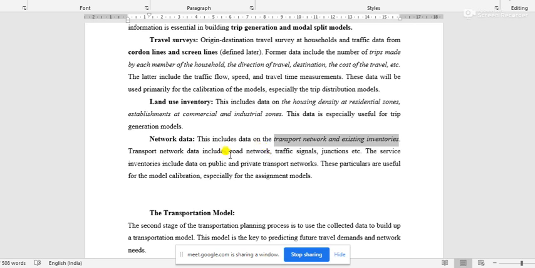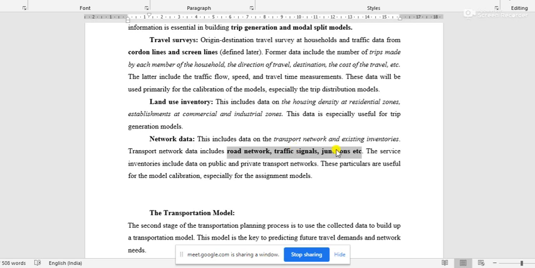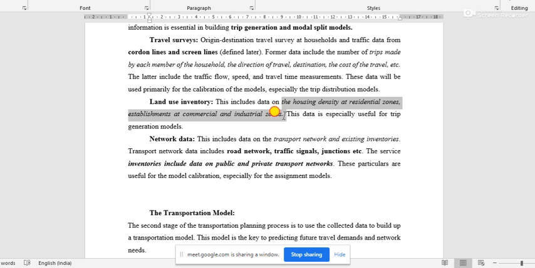Under the road network, traffic signals and junctions come under this topic. And the inventories include the data on public and private transport networks. These data we have to collect for the purpose of transportation planning.